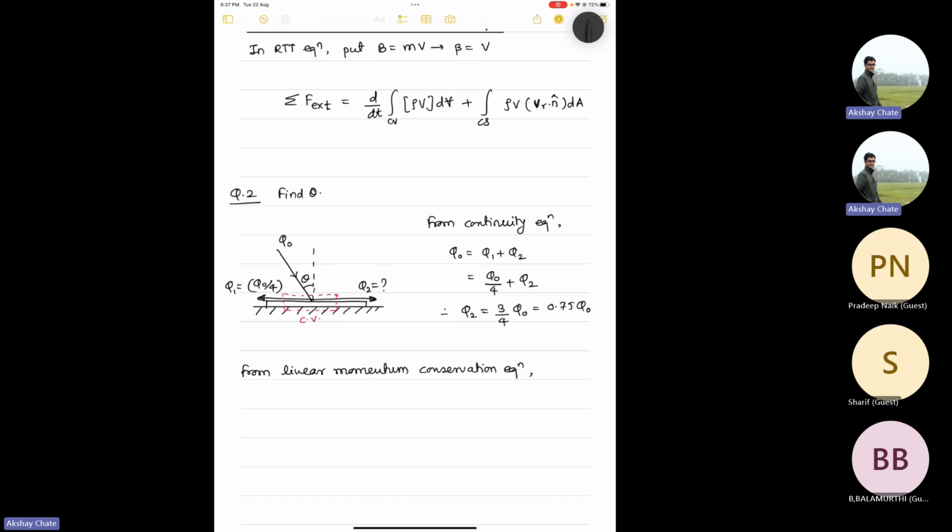Intuitively it should come to your mind that the important direction is tangential direction to the plate, right? Because you can take the component of Q0 vertically and horizontally, but the vertical force component will be balanced by the normal reaction from the ground. But the tangential force, since there is no movement, the forces will be balanced by each other. I'll just resolve the forces first, and then we'll apply the conservation.